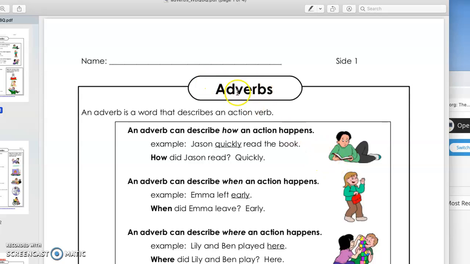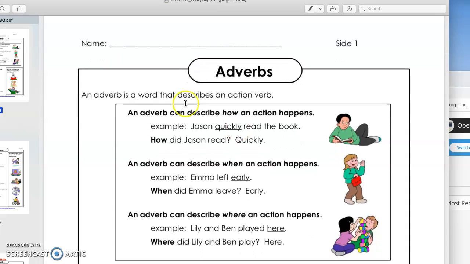Today we're going to talk about adverbs. An adverb is a word that describes an action verb. It can also describe other things, but we're going to just talk today about it describing an action because it's going to describe action verbs most of the time. An adverb can describe how an action happens.